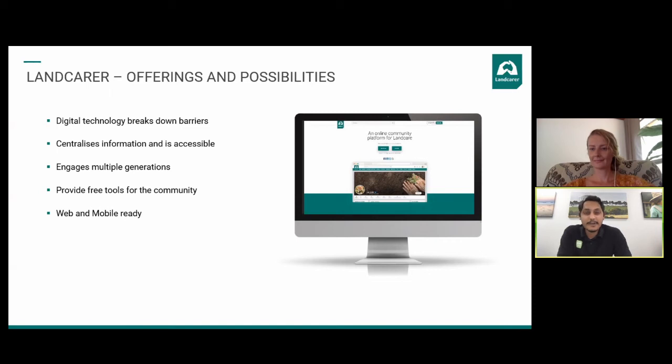Now, Landcarer has been built on 5 key pillars. The first one being connection, the second communication, collaboration, promotion, and learning. And all this has been possible only with individual and groups being able to share their problems with us and the ability for us to collaboratively come up with solutions.